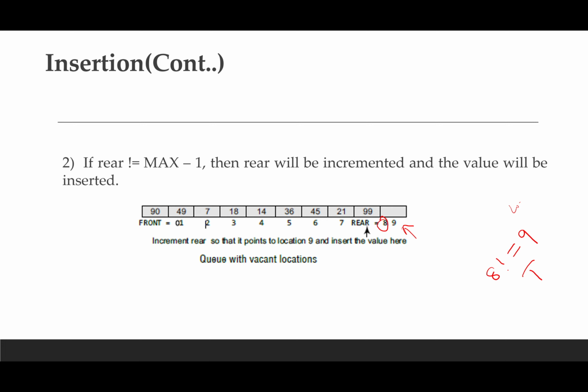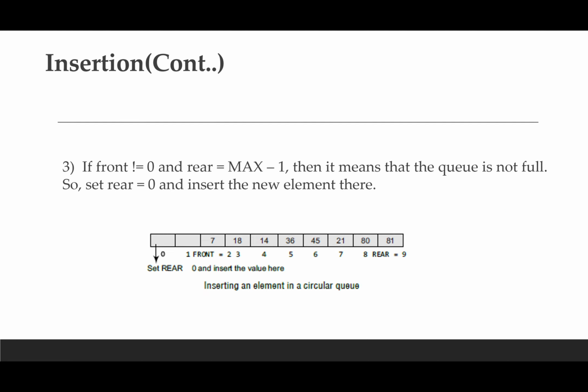So the second condition is to check if rear is not equal to max minus 1. And the third condition we need to check is if front is not equal to 0 and rear is equal to max minus 1. Here you can check the front position value, it is 2. We are checking the condition 2 is not equal to 0. It happened because we have deleted two elements from here. Then we are checking the condition rear is equal to max minus 1. What is the rear value? It is 9, equal to max 10 minus 1. This condition is also true.